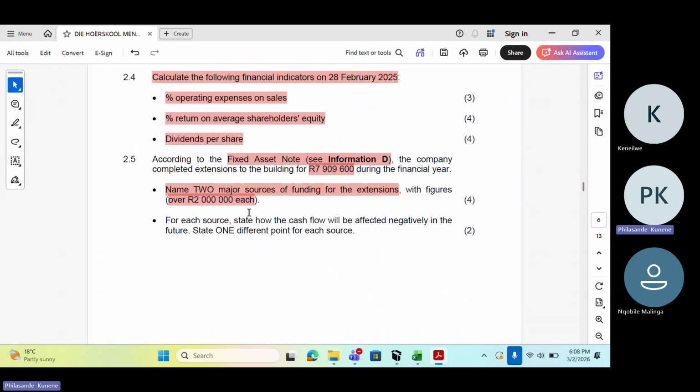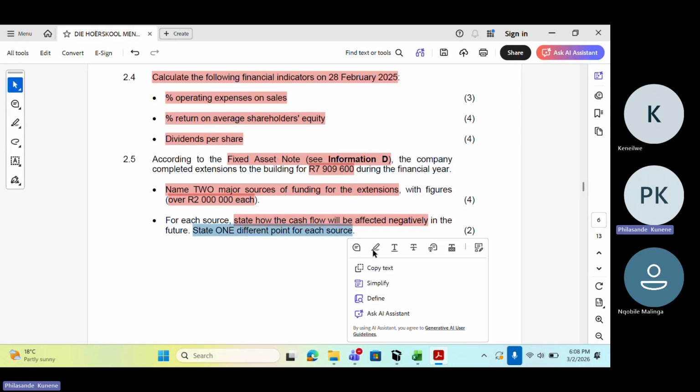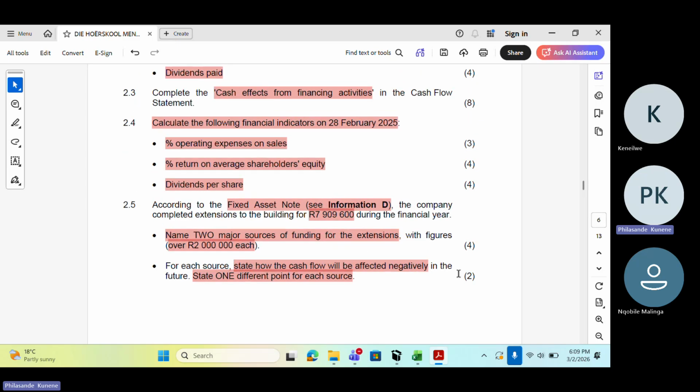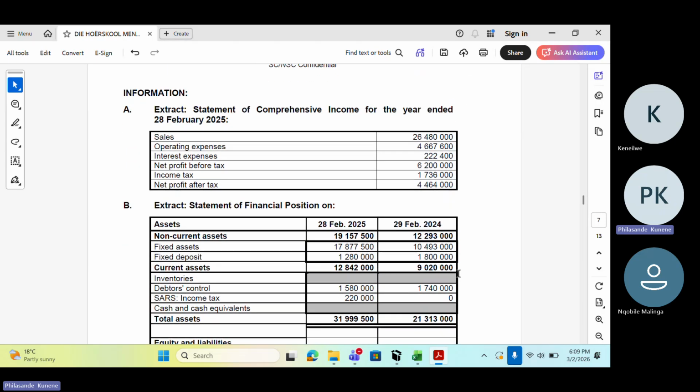answer the question. The second bullet: for each source, state how the cash flow will be affected negatively in future. State one different point for each source. So this is like a theory question that we're going to be looking at, which is very important for us to understand when it comes to the cash flow statement. The information that is provided in front of us.